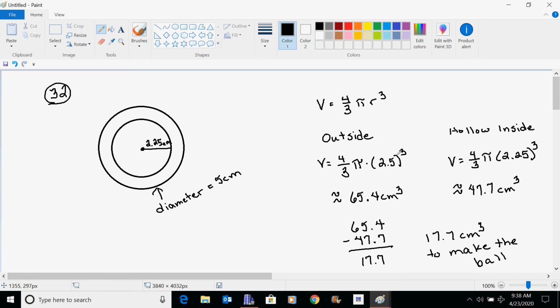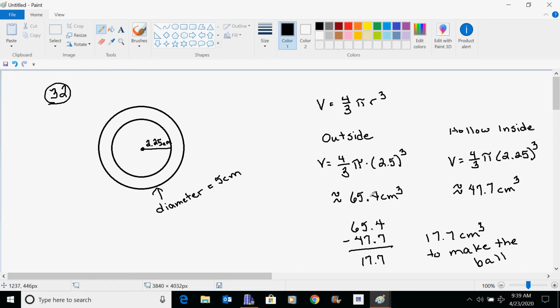So over here, it said that the diameter was 5 centimeters to the outside of the ball. That means the radius is only half of that, which is 2.5 centimeters. And we use our formula, 4/3 pi times r cubed. That'll give us the volume of the outside. For the inside, which is hollow, you're using 4/3 pi times this inner radius that they gave us, 2.25 centimeters. And when you do that math, you have about this much.